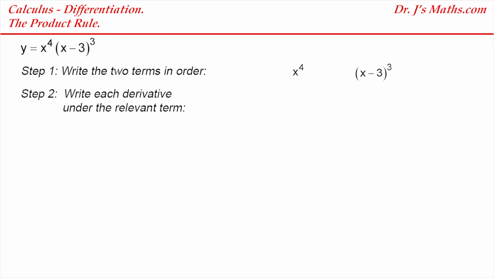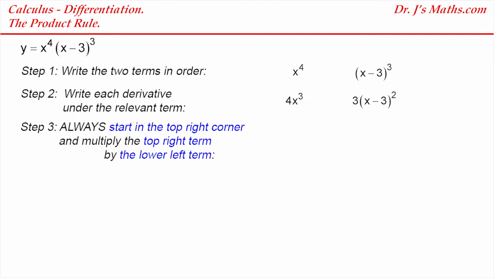Step 2, write each derivative under the relevant term. So x to the fourth differentiates to 4x cubed, and for (x minus 3) all cubed, the 3 comes down the front, rewrite the brackets, take 1 off the index and multiply by the derivative, which is 1. So we have 3 times (x minus 3) all squared.